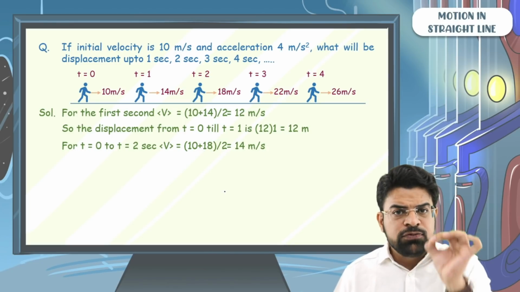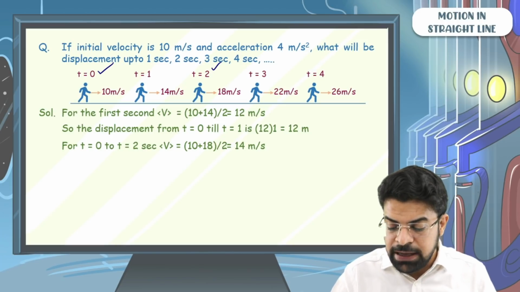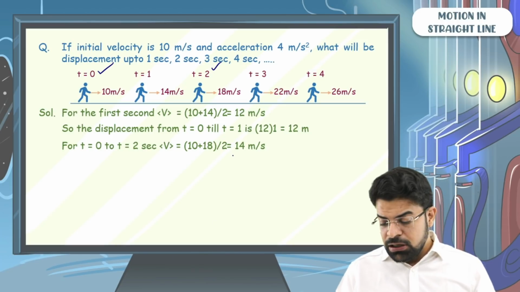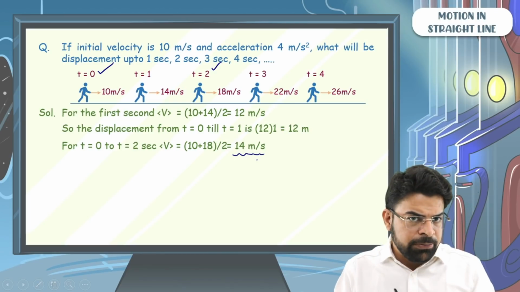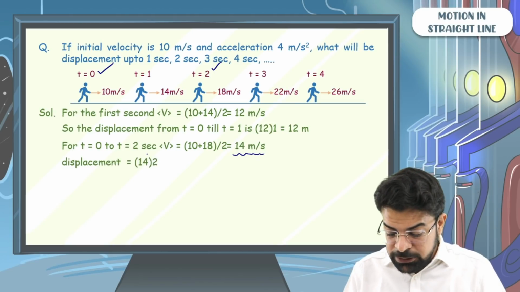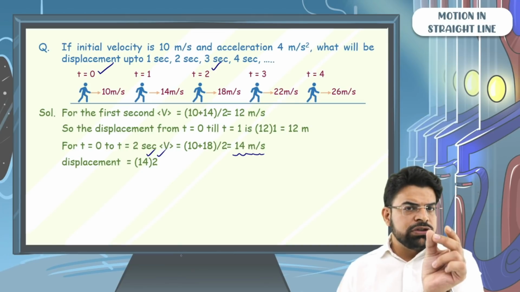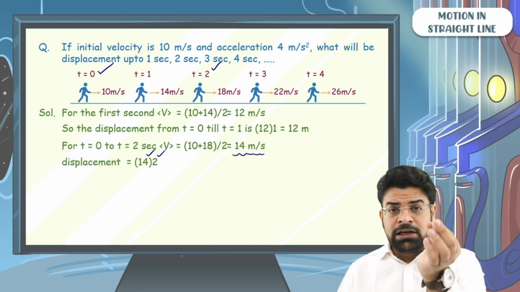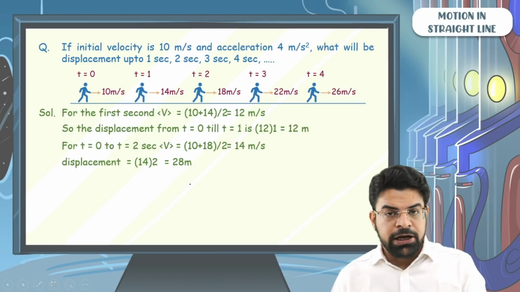Now the question is, what will be the displacement from time equals 0 till time equals 2? You will say the average velocity for this 2-second time frame is 14 meter per second and the time frame is 2. So displacement has to equal average velocity into time. Average velocity came out to be 14 and the time frame is 2, so the displacement comes out to be 14 into 2, that is 28 meter.